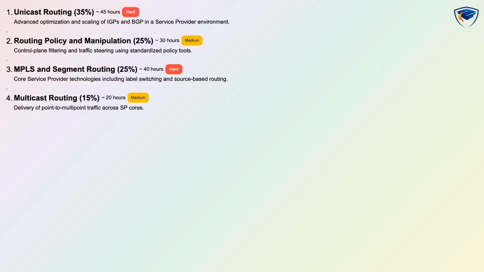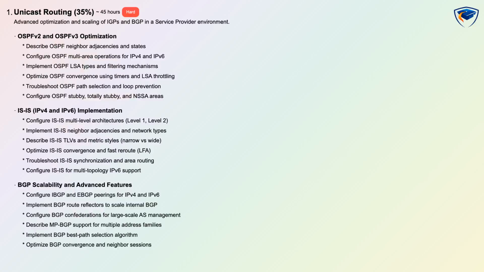Unicast routing carries 35% of the exam and is marked as hard with an estimated 45 hours of study and a hands-on plus conceptual assessment. This domain focuses on advanced optimization and scaling of IGPs and BGP in a service provider environment. So you will learn OSPFv2 and OSPFv3 optimization, including neighbor adjacencies, multi-area IPv4 and IPv6 configuration, LSA types, filtering, convergence tuning with timers and LSA throttling, and stub and NSSA area designs.